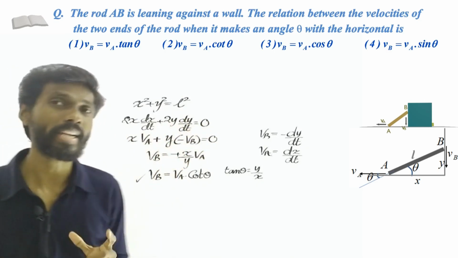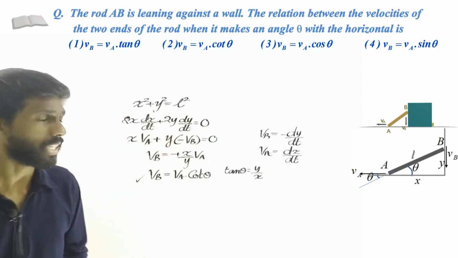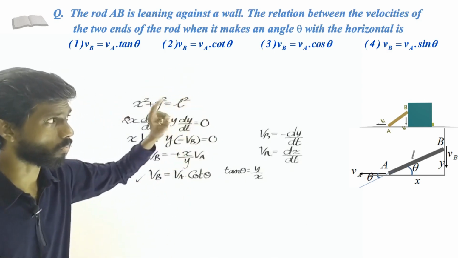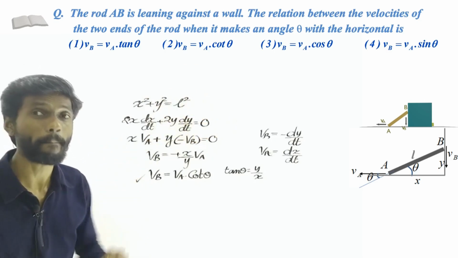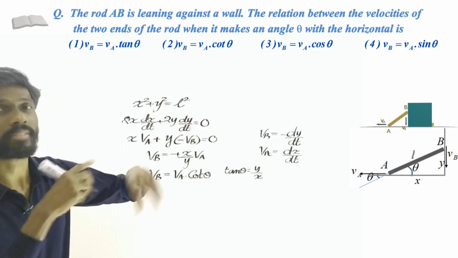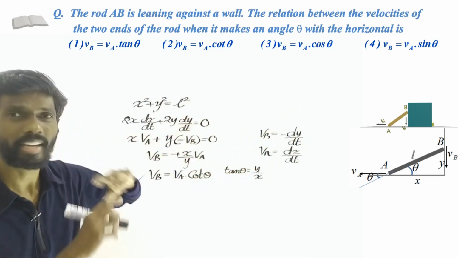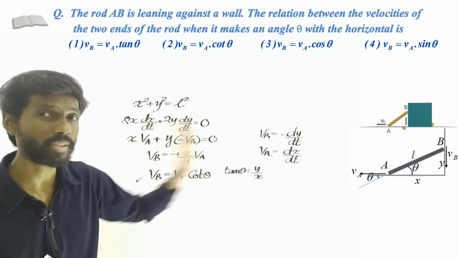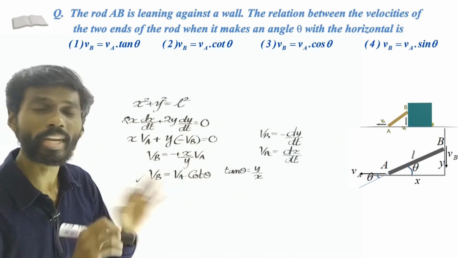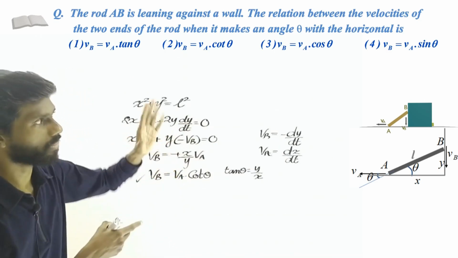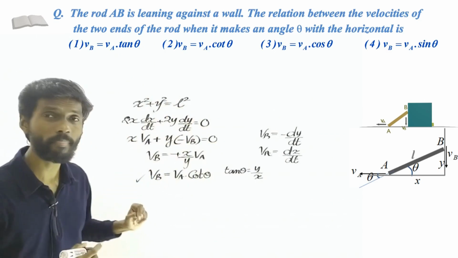Now there is one more idea we use to find this answer, instead of using the derivative method. The velocity of one end of the rod, B, and the velocity of the other end, A, are not the same because the rod is rotating. Suppose the rod is not rotating, just moving horizontally or vertically in any direction, that is translational motion. In that case, the velocity of B and velocity of A will remain the same. Because the rod is slipping, it is rotating, which is why we have different velocities.